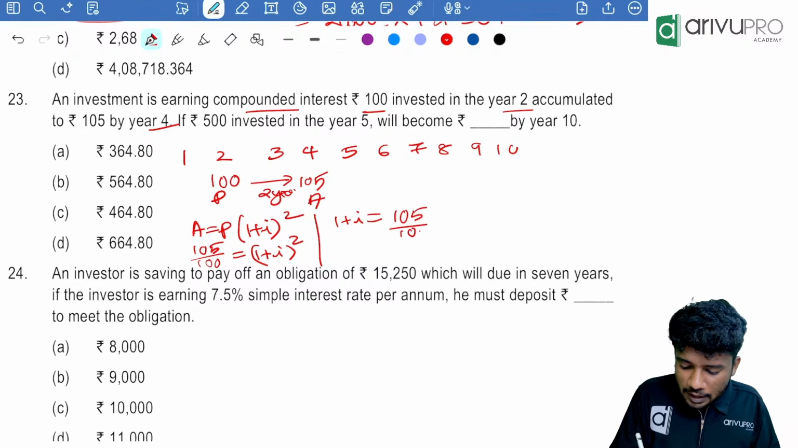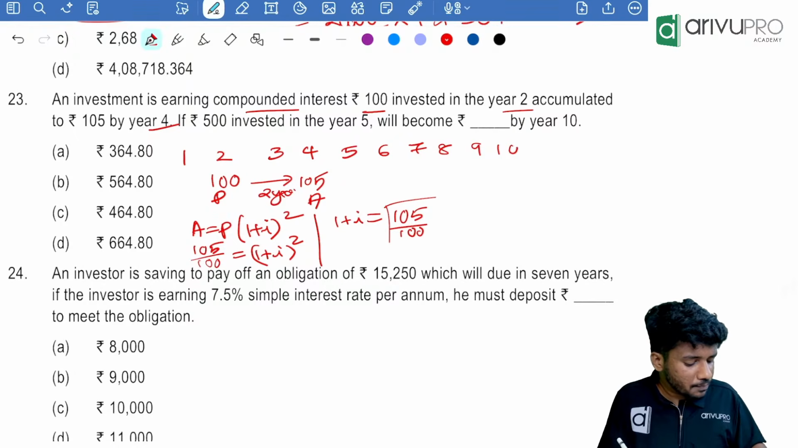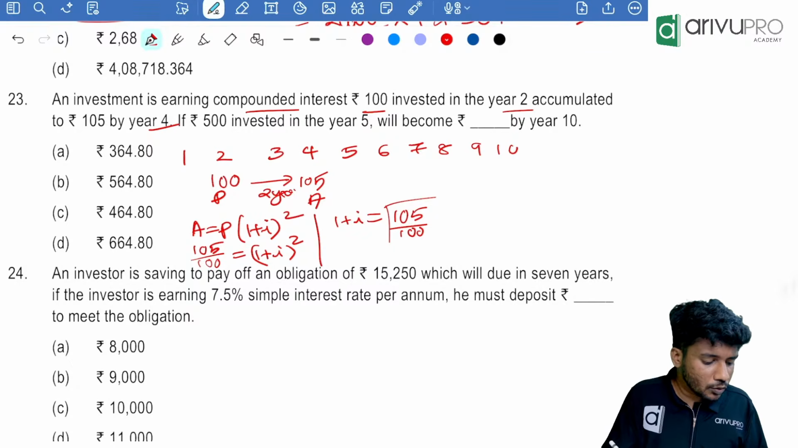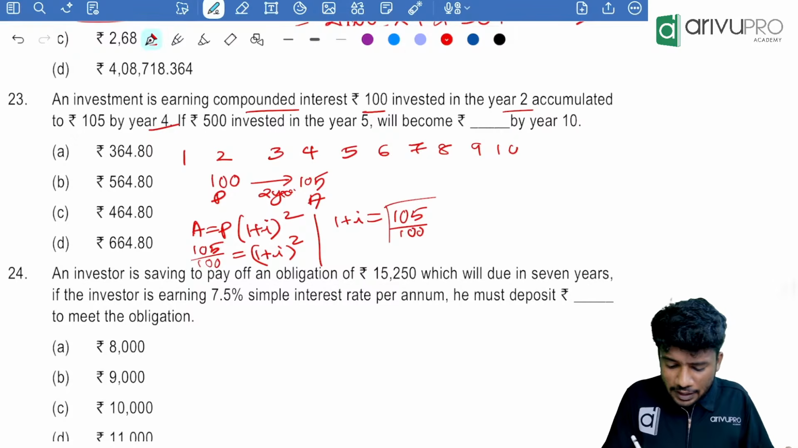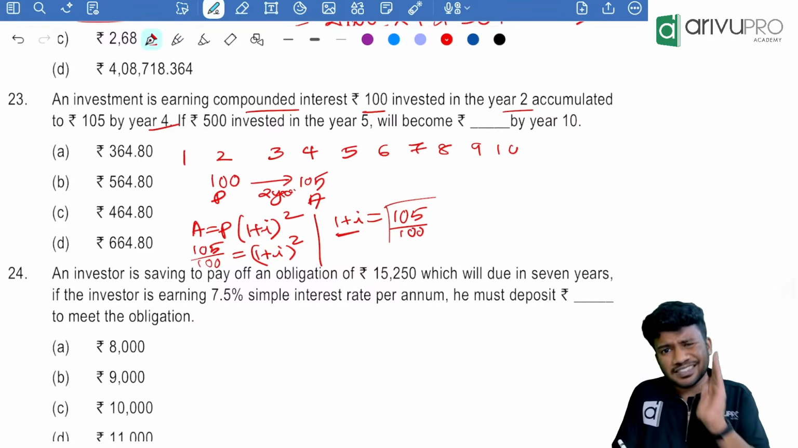105 divided by 100. Then click root. Take your calculator. 105 divided by 100. Then equal to. Then click root. How much are you getting? 1.024 something you are getting, right? 1 plus I value. Just keep it there.